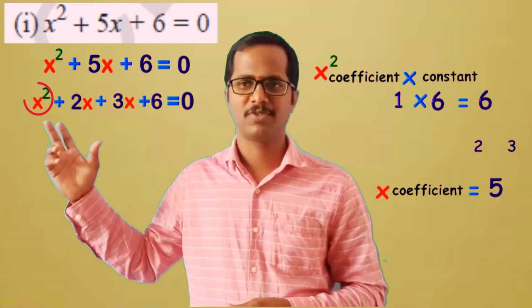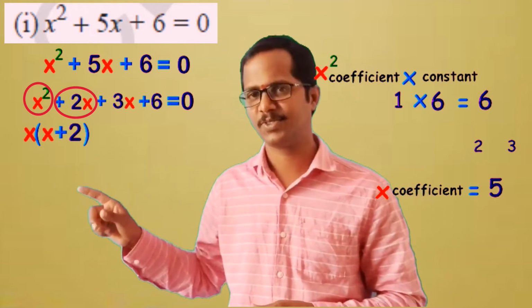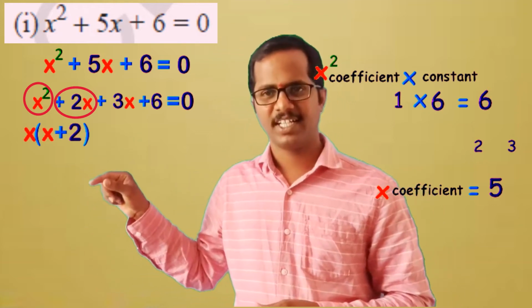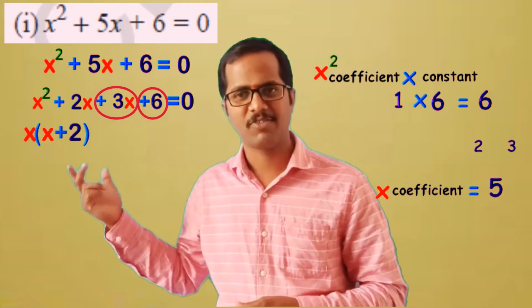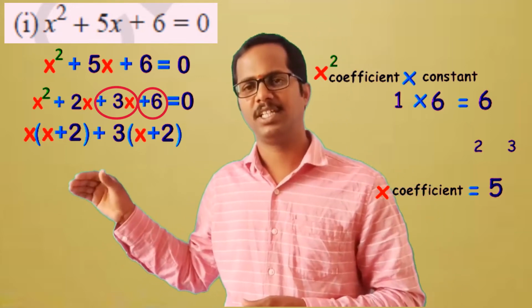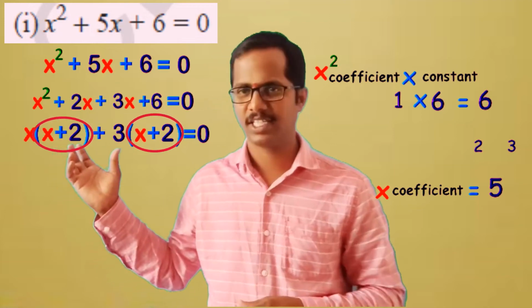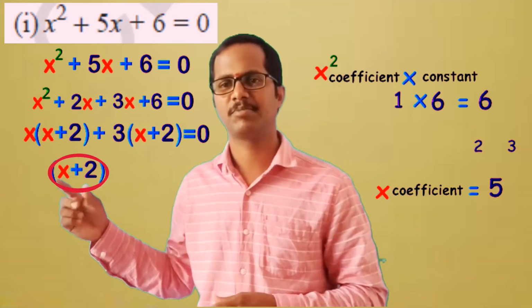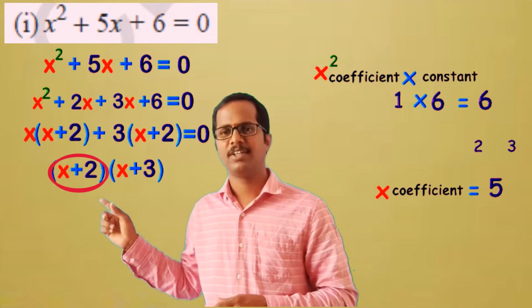Now in the first two terms we have x as common. By taking x as common out, we get x into, in bracket we get x plus 2, and in the next two terms what do we have common? 3. So let us take out common 3. So plus 3 into, in bracket we get x plus 2, which equals 0. By again taking x plus 2 as common out, we get x plus 2 into, in bracket we get x plus 3 equals 0.